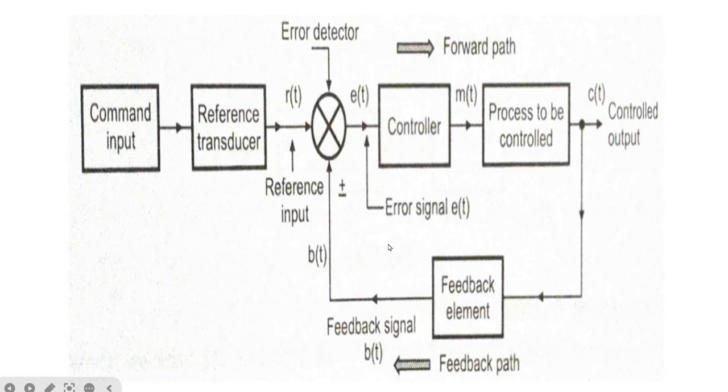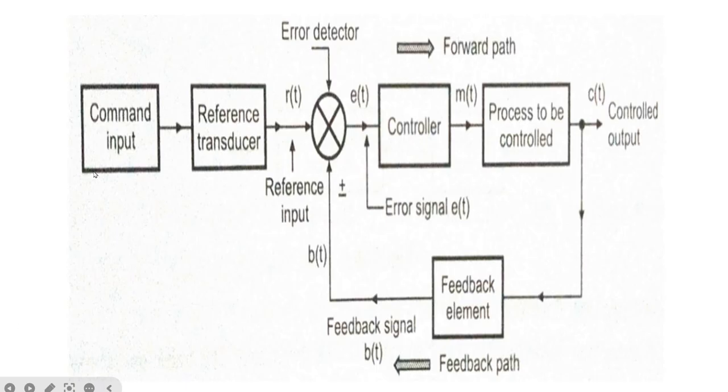Now here you can see the representation of a closed loop control system, where R of t is the reference input, B of t is the feedback signal, E of t is the error signal, and here M of t is the modulating signal, and C of t is the controlled output.